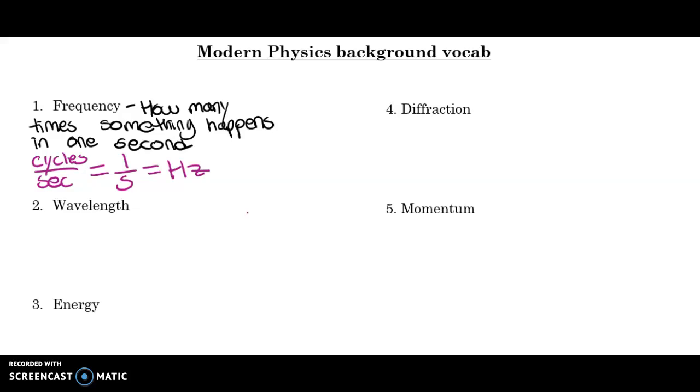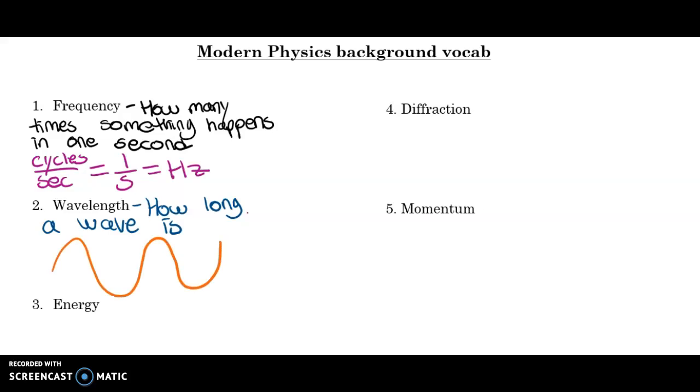And very closely tied to this idea of frequency is a wavelength. Wavelength is just how long a wave is. So if my wave looks like this, my wavelength just describes how stretched out that wave is. So one wavelength might go from here to here. So that's one wavelength. And that's measured in meters.